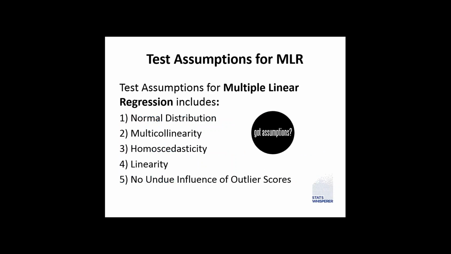And of course, there's a whole lot of test assumptions for linear regression. Most important thing to know is that these exist and you need to do them. You can always look up how to do them fairly easily. But you can't look them up if you don't know you need to do them. So we have listed here 1, normal distribution, 2, multicollinearity, 3, homoscedasticity, 4, linearity, and 5, no undue influence of outlier scores. So those must be checked before the actual regression is done.